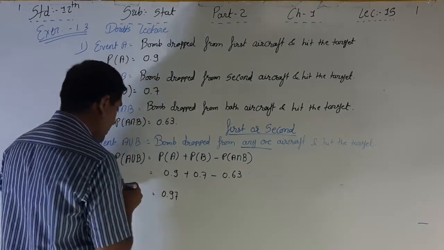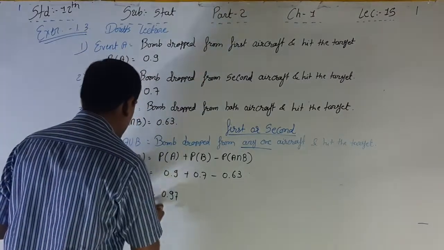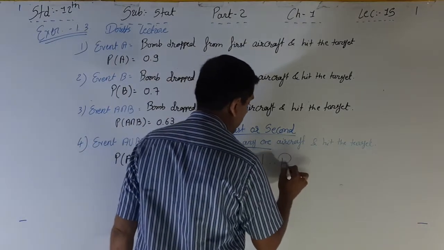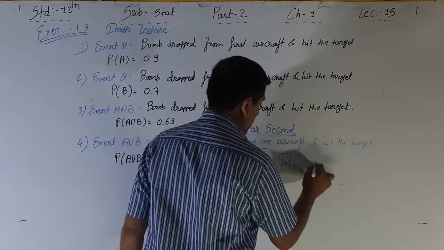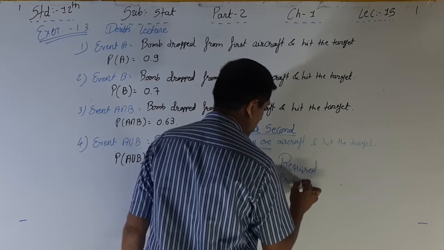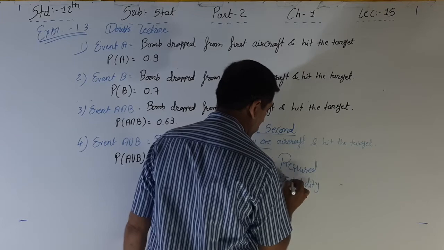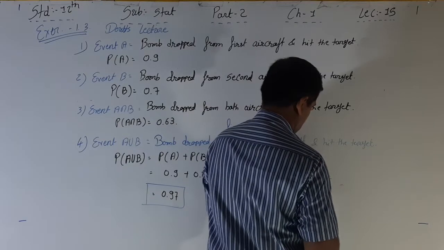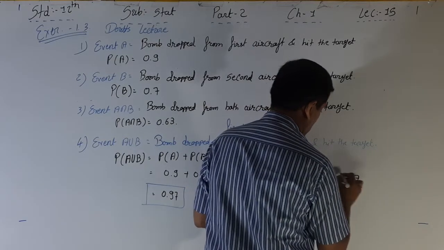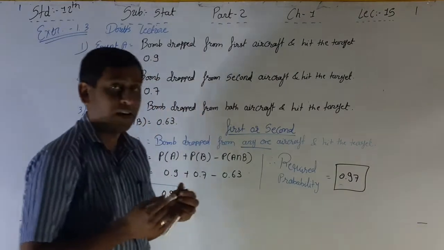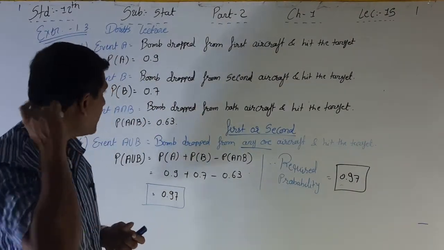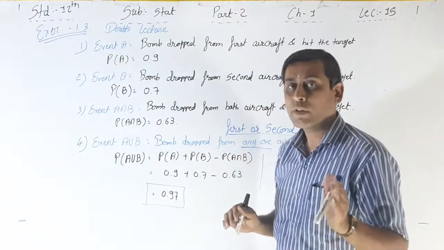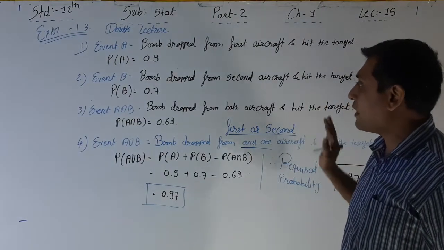The required probability is 0.97, right? It is very easy, but here the question is twisted in a theoretical form. That's why it is difficult for you, but now it is very easy.